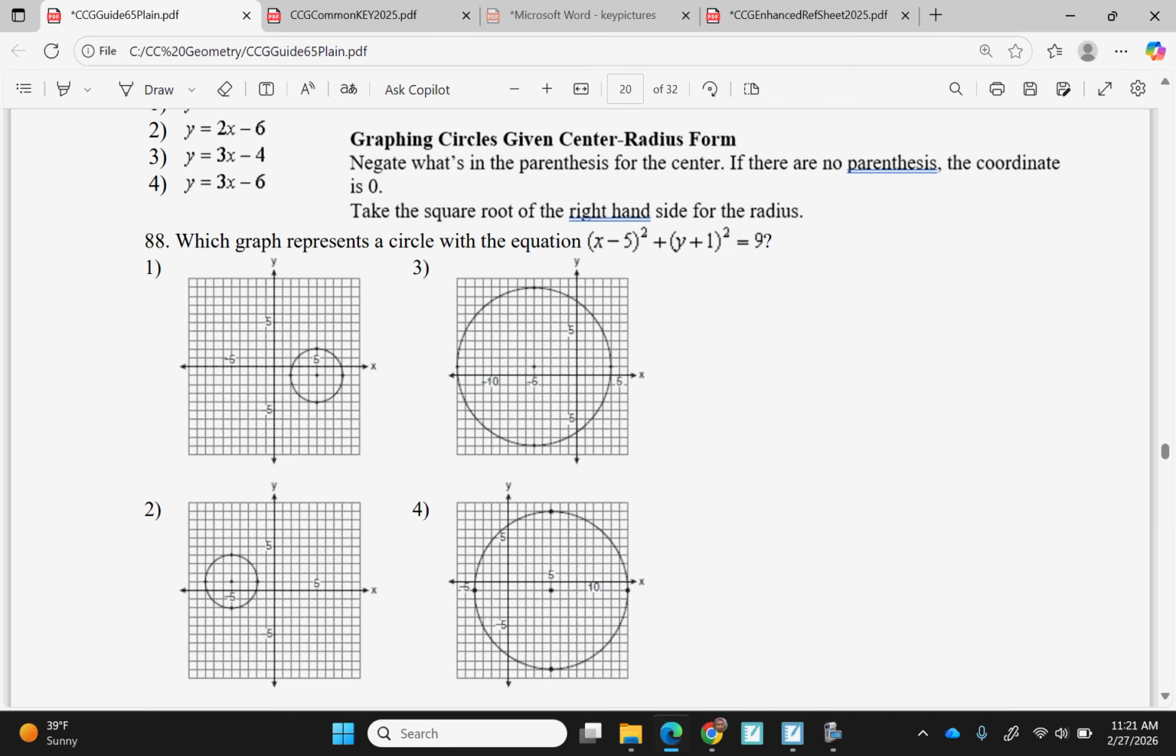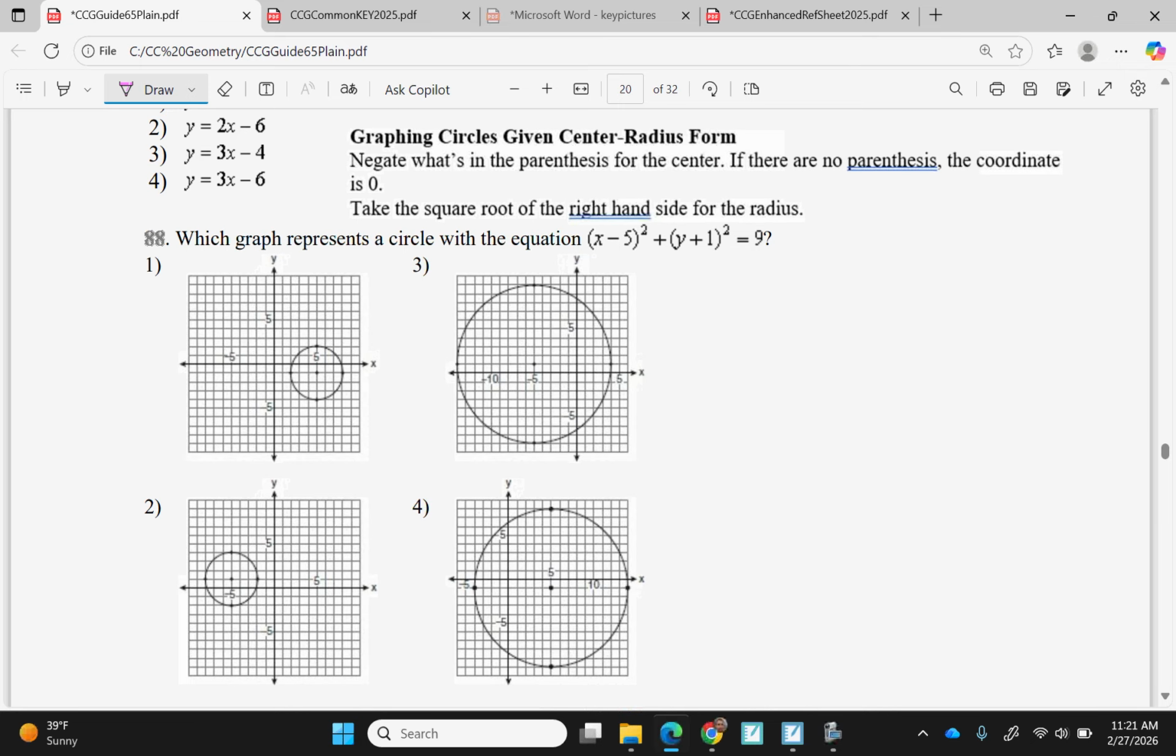Graphing circles. I need center and radius. To get the center, I negate what's in the parentheses. If there are no parentheses, the coordinate is 0. So I negate what's in the parentheses. The x-coordinate's positive 5. The y-coordinate's negative 1. I'm changing the sign of what's in the parentheses. That's my center. The radius is the square root of the right-hand side. The radius is the square root of 9, which is 3.